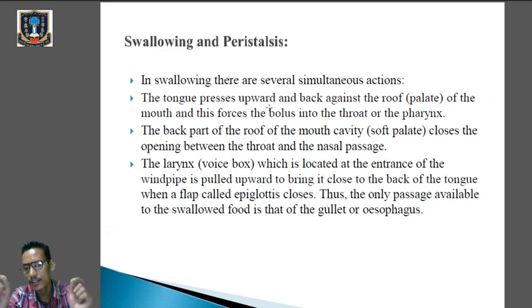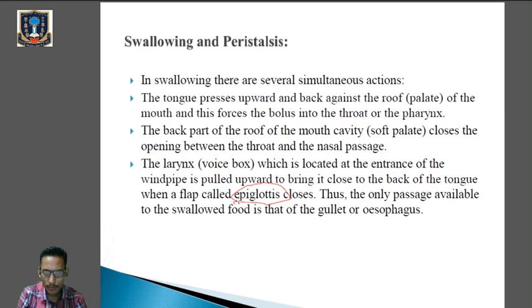Then the next one is the larynx, the voice box, located at the entrance of the windpipe. This larynx is pulled upward so that it will close the epiglottis. Okay, so listen very carefully. The larynx, the voice box, is located at the entrance of the windpipe. So this larynx needs to be covered during the process of food swallowing, and it will be covered by the help of the epiglottis. This will prevent the entry of food particles into the windpipe or the voice box and prevent choking or difficulty in breathing.